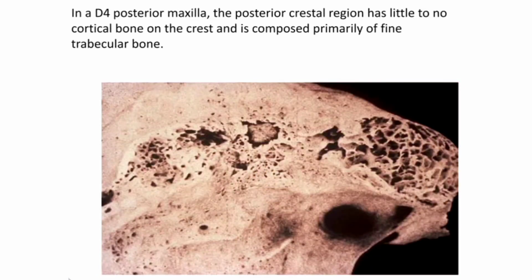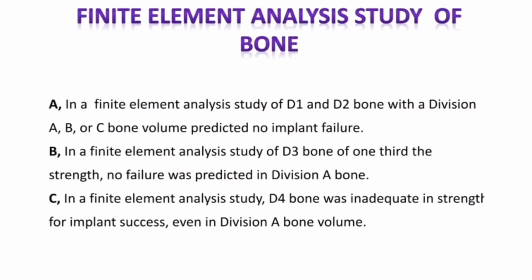A posterior maxilla demonstrating D3 bone with a thin porous cortical plate on the crest with fine trabecular bone underneath. In a D4 posterior maxilla, the posterior crestal region has little to no cortical bone on the crest and is composed primarily of fine trabecular bone.